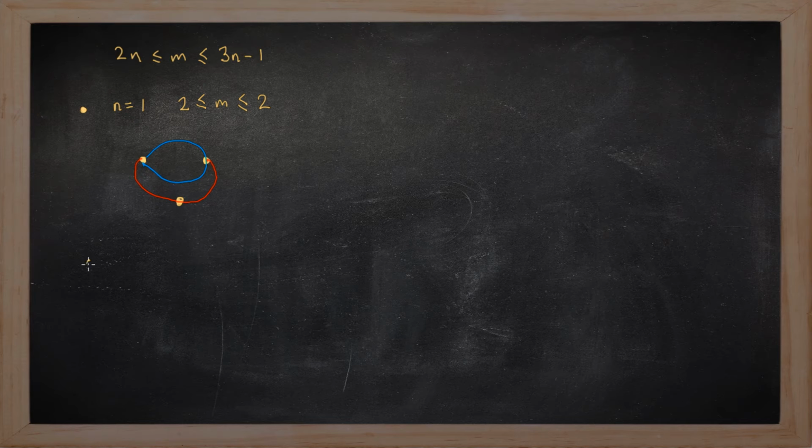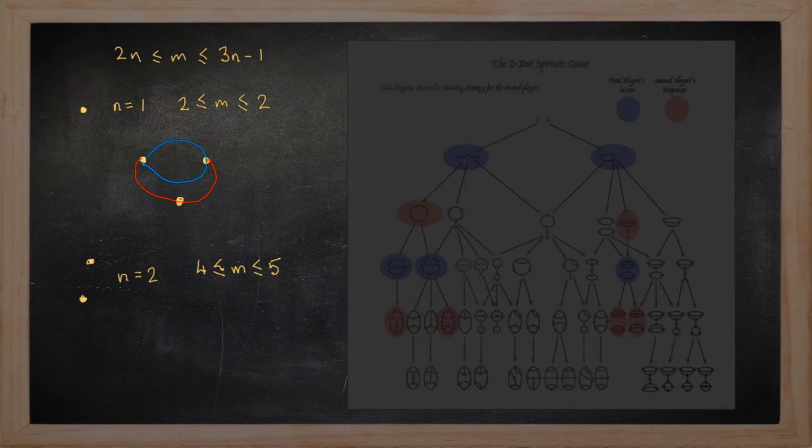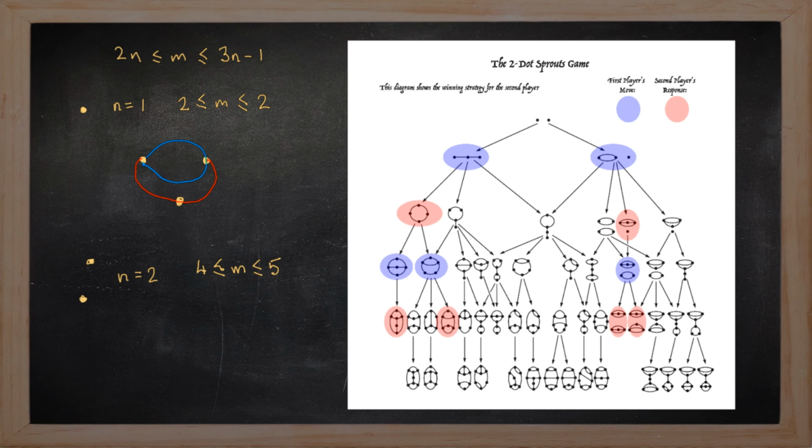Let's have a look at a 2 dot Sprouts game. That inequality tells us 4 ≤ m ≤ 5. So all 2 dot Sprout games must have either 4 or 5 moves in them. Now it's not at all obvious that that's the case. In fact, this becomes quite a complicated analysis, as you can see from this diagram.